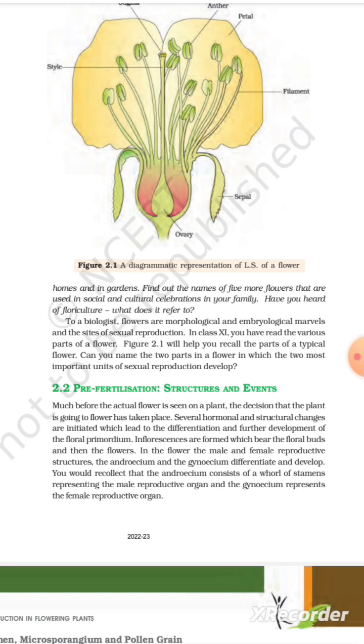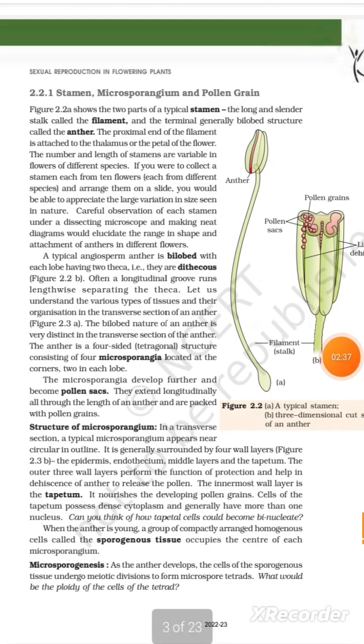In the flower, the male and female reproductive structures, the androecium and the gynoecium, differentiate and develop. You would recollect that the androecium consists of a whorl of stamens representing the male reproductive organ and the gynoecium represents the female reproductive organ. 2.2.1 Stamen, microsporangium and pollen grain.